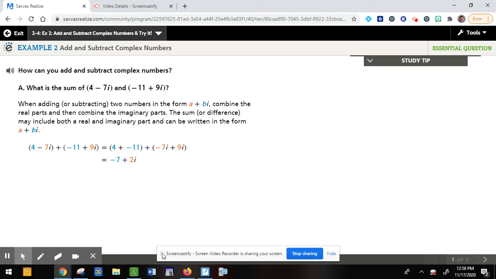So you're adding together the real parts. They're grouped together separately. I mean, you don't have to write this all out. This is kind of how you just think about it in your head. But the 4 and the negative 11 get grouped because the real numbers get added together. They're the like terms, right? And then the imaginary numbers of negative 7i and positive 9i get grouped together. And you end up with negative 7 plus 2i.